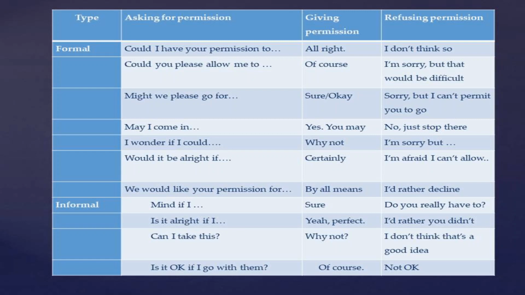Do you really have to go in this COVID situation? Do you really have to? I would rather you didn't. Oh, this is the complete past tense, which would mean that I want you not to go. I don't think that's a good idea, which would mean don't go out. Not okay, don't go is a very straightforward way of refusing the permission. Now let us look at some dialogues.